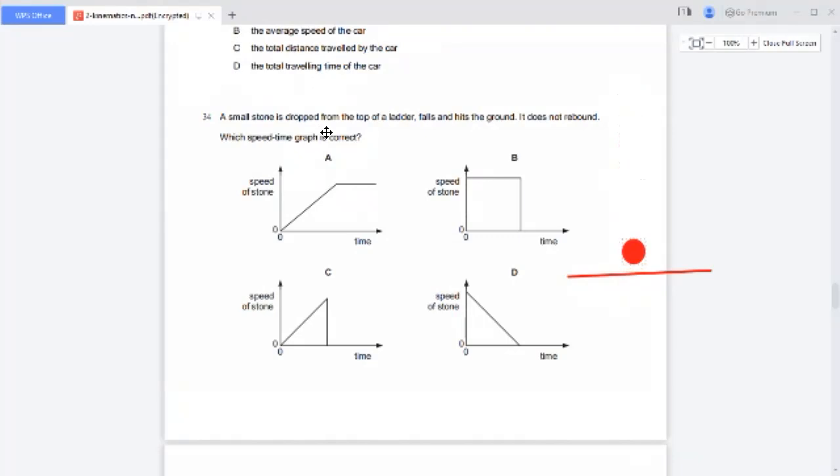It means at this point, just before it hits the ground, it will have maximum velocity, but once it strikes the surface it comes to rest. So when it was falling, it will have a graph like this going in an upward direction, but at the same moment, its velocity falls to 0 like this. So let's compare the options. Our possible graph is this one.